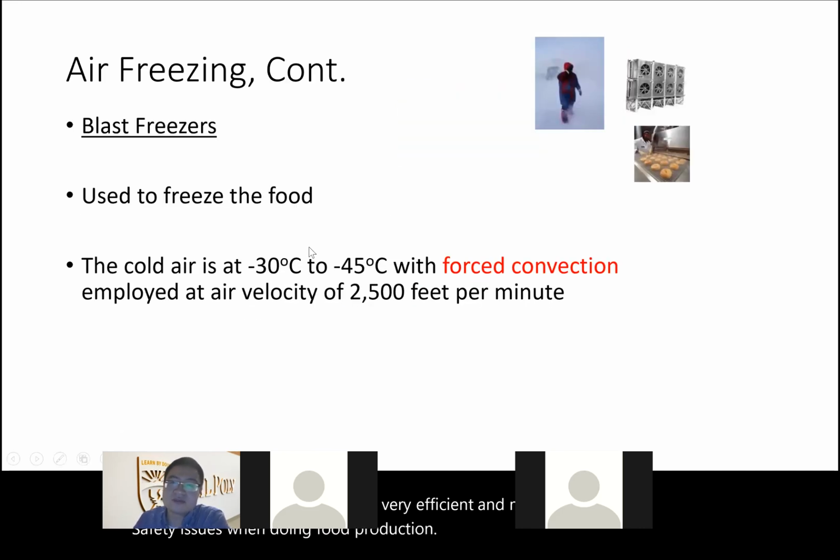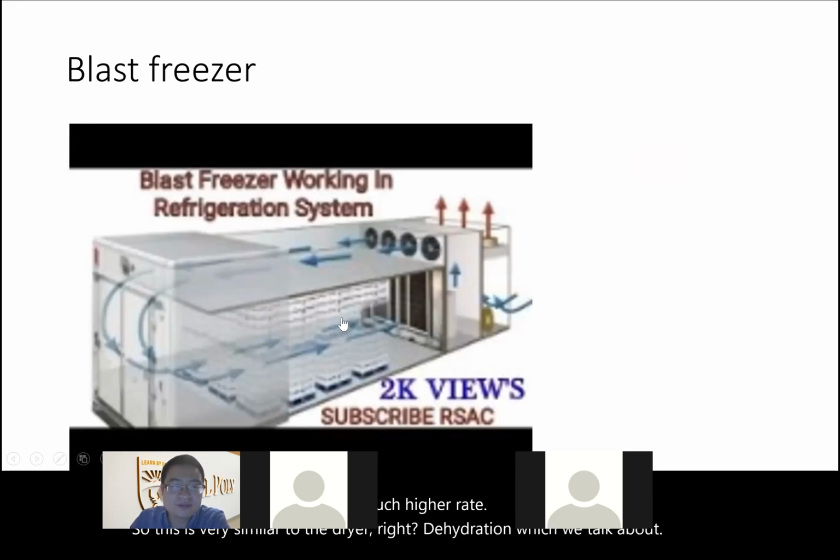Okay. So we always want to speed up the freezing process. One upgrade is called a blast freezer, in which we pump cold air at -30 to -45 degrees C with forced convection. It's like a fan, right? You can see on the image, a very high speed fan. Those fans increase the efficiency of the heat exchange, so that the food product can be cooled down at a much higher rate. This is very similar to the dryer, the dehydration, which we talked about.